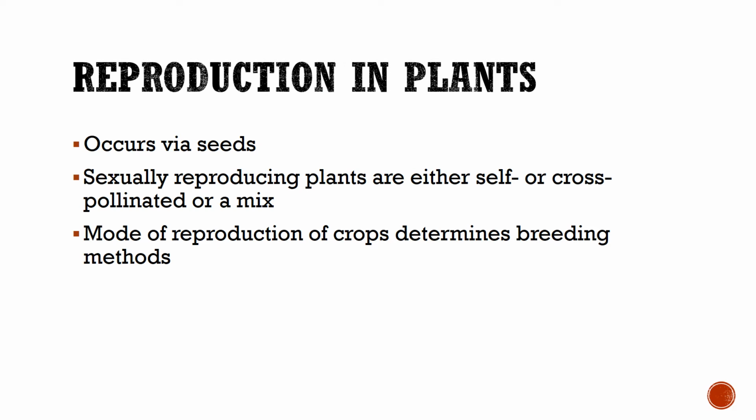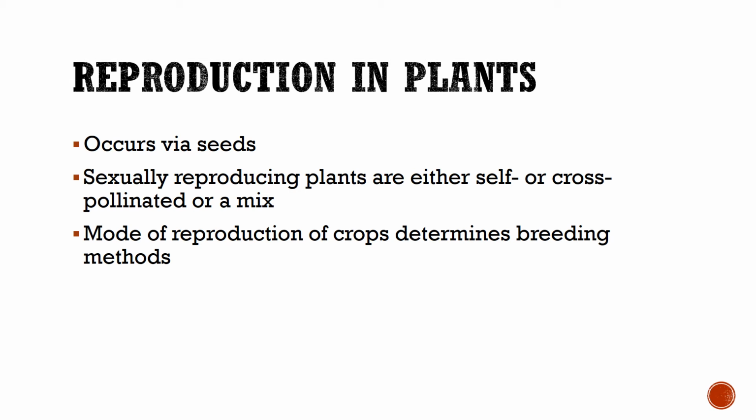So, reproduction in plants and how that's important. The main thing that is really important to understand is that all of it occurs within the seed. So that reproduction is a sexual reproduction, and it's either going to be self-pollinated or cross-pollinated. And in some cases, this is actually more common nowadays, it can be a mix of self and cross-pollinated, and we'll talk about the difference between those.